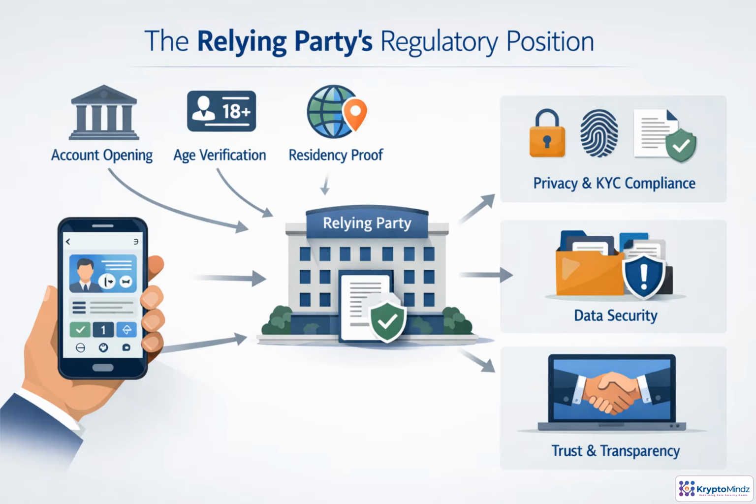In wallet-based onboarding, the relying party is the one asking for user data, so regulators treat it as the main decision maker. It must clearly define why it needs each attribute and limit requests to what's genuinely necessary for that purpose. It also has to explain this to the user in plain language. Once data is received, the relying party must verify it, protect it, and apply all relevant privacy, KYC, security, and sector-specific rules.